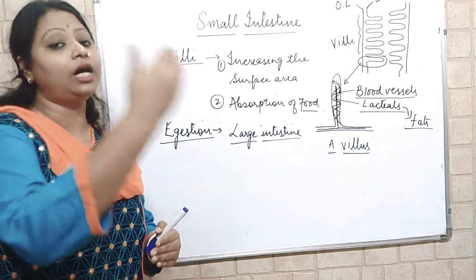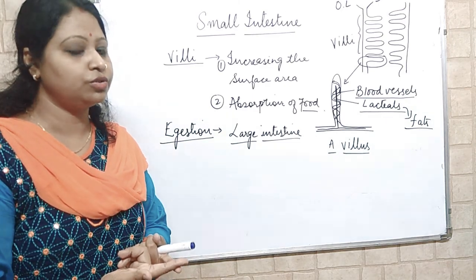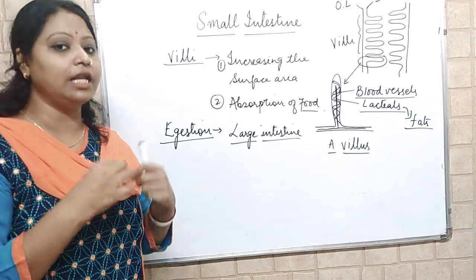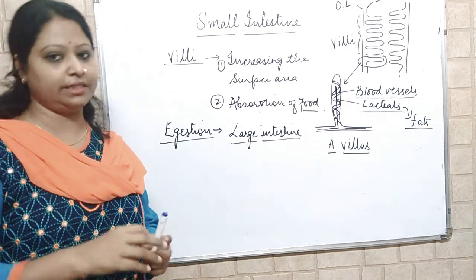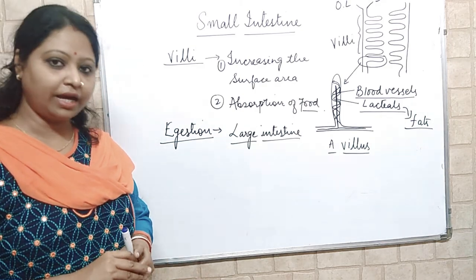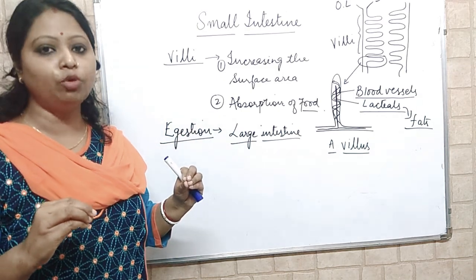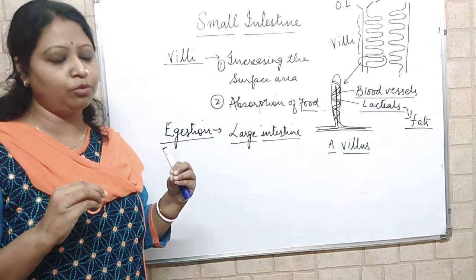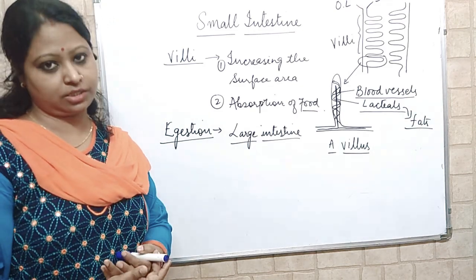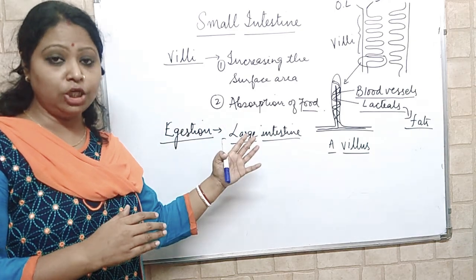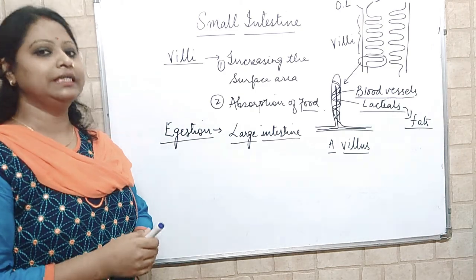Small intestine size will be larger in herbivores. The reason is herbivores eat cellulose, and for the digestion of cellulose, they need a longer small intestine. Fine. Carnivores have a smaller intestine because they eat animal proteins. They eat flesh which contains animal proteins, which will take less time to digest. They will be digested fast. Plant proteins, cellulose, take a lot of time for digestion. So herbivores have a longer small intestine.